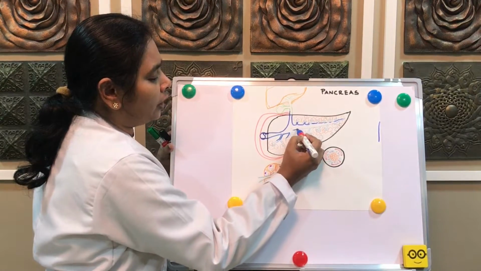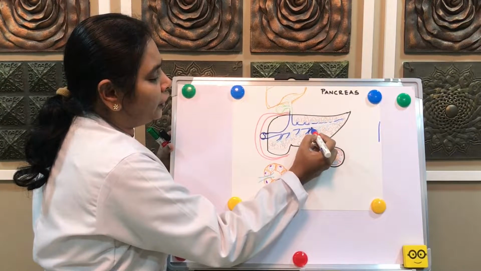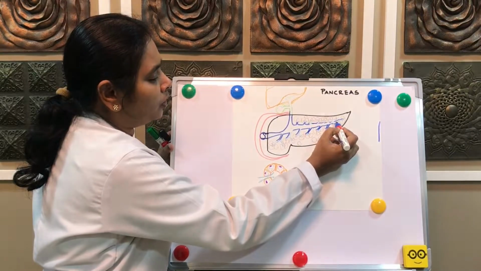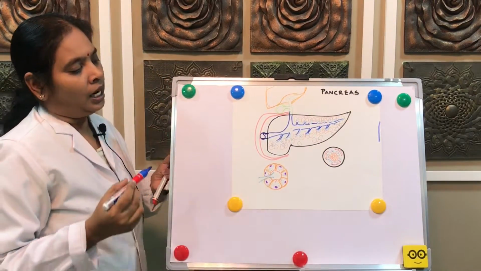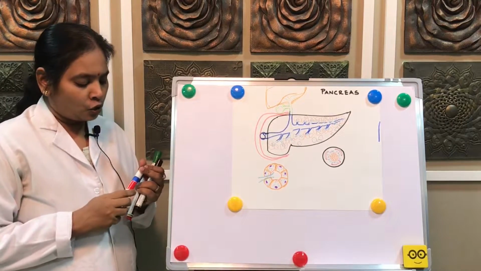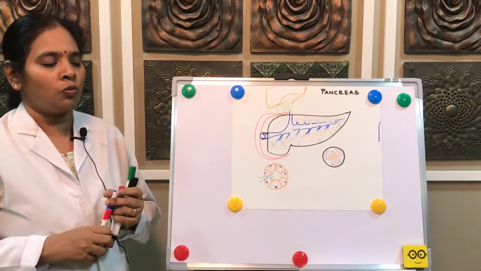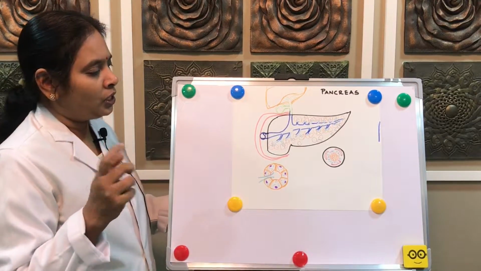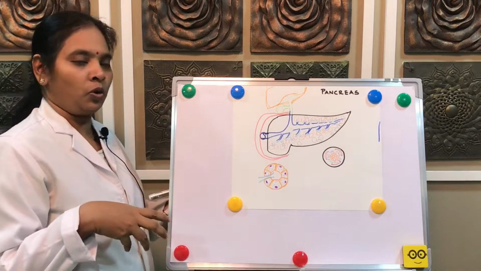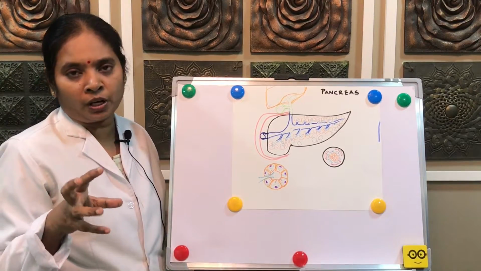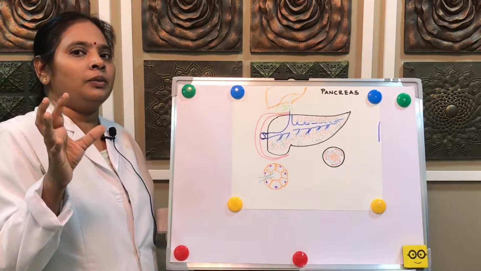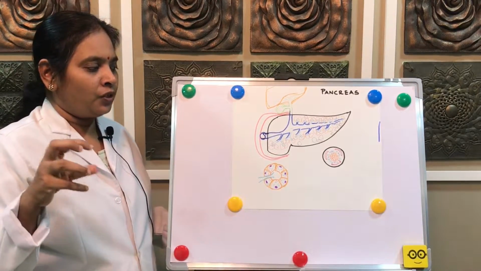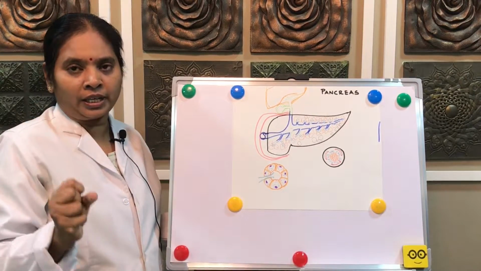This is the exocrine part. And what about the endocrine part? The pancreas is the organ where the important hormones insulin, glucagon and somatostatin, these three hormones, are secreted. Insulin we know, what is insulin needed for? For glucose metabolism. So if insulin deficiency occurs, the important disease that results is diabetes mellitus.